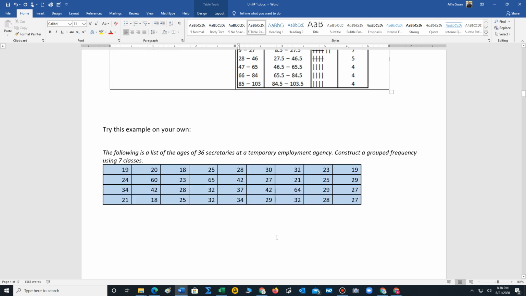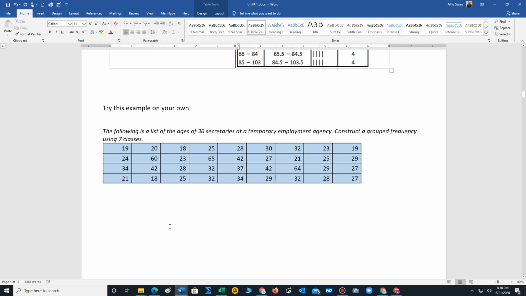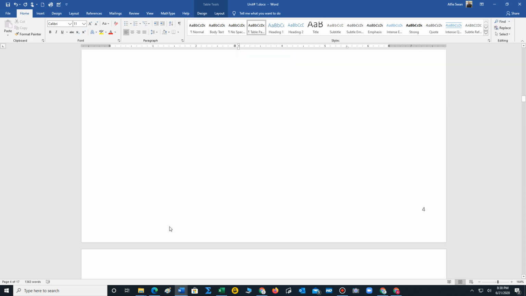So at this stage, you can pause the video and go ahead and work out this example here, which is asking to use this data set to form a grouped frequency distribution using 7 classes. The answer is at the end of the document.